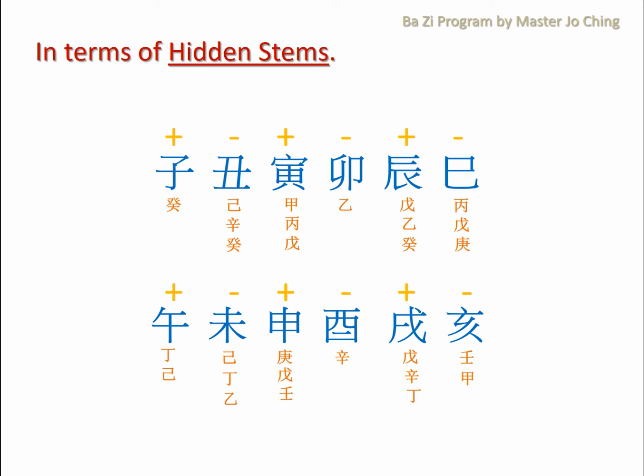Another thing to let you know is that the first hidden stem here, I call it the first tier hidden stem, and it is the main qi. The main hidden stem, the main qi. Whereas the other two are known as the sub-qi. For example, we look at si, the snake earthly branch. Bing is the main qi. The wu and the geng are the sub-qi.